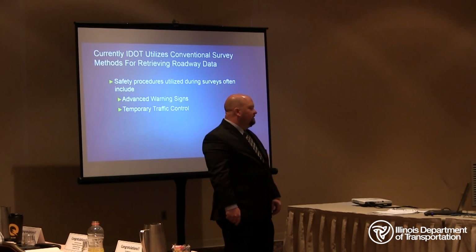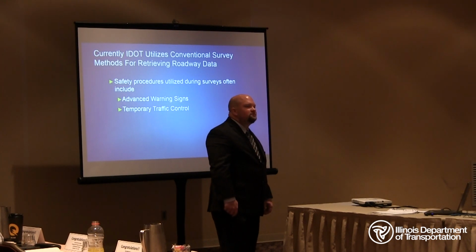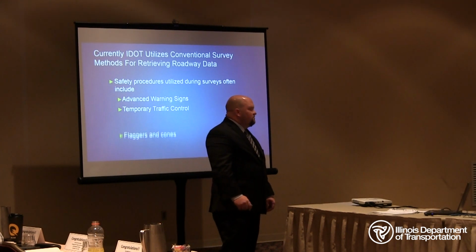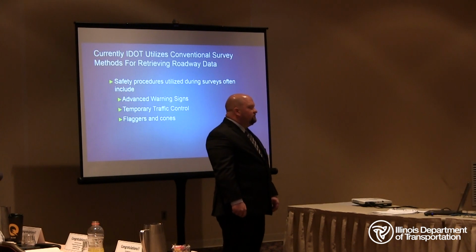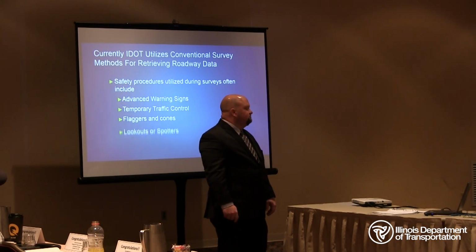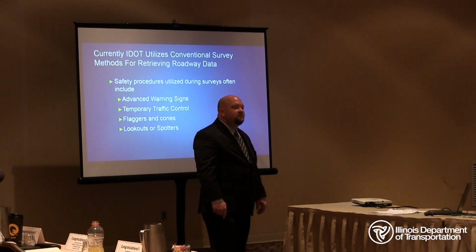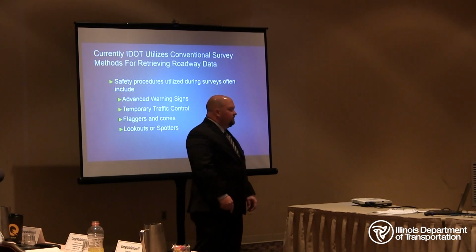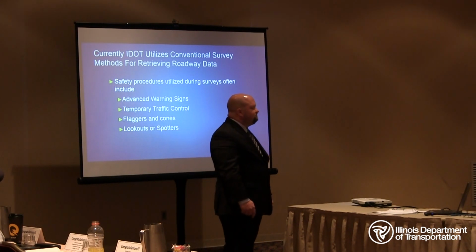Other measures are utilized for the higher ADT situations, but also cause a hindrance to the traveling public. Flaggers and cones can be used on two-way traffic situations. And most of all, they use lookouts and spotters, basically when they have the advanced warning signs, if somebody can't have their head looking towards traffic.